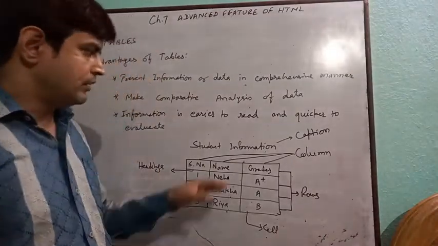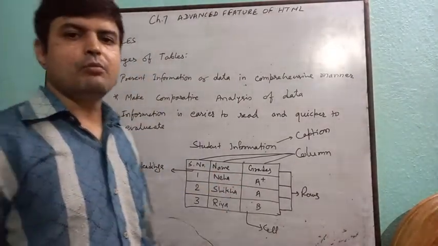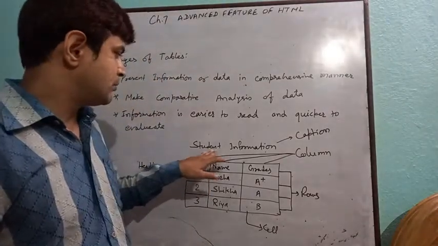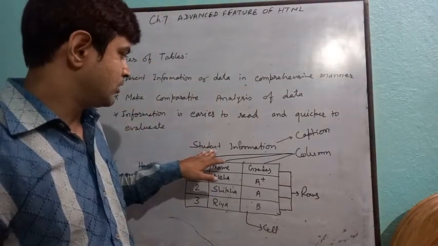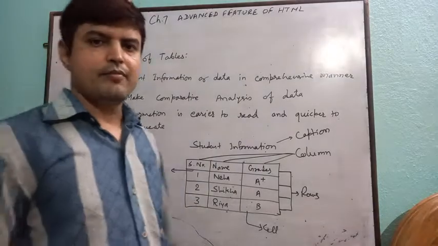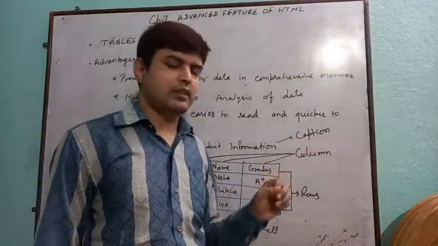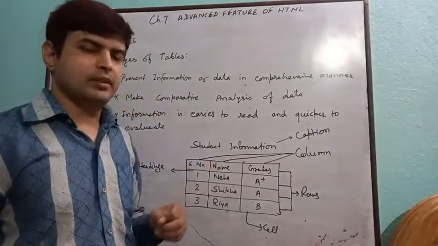Let us define the different components, although we have already defined them. Suppose this is the name of the table, the title of the table, Student Information. This is called the caption in HTML. This is the caption of the table.